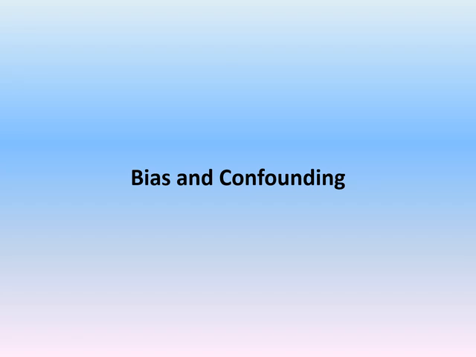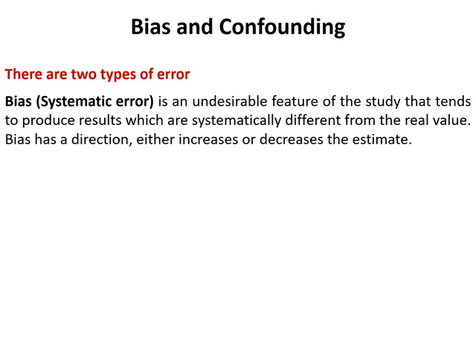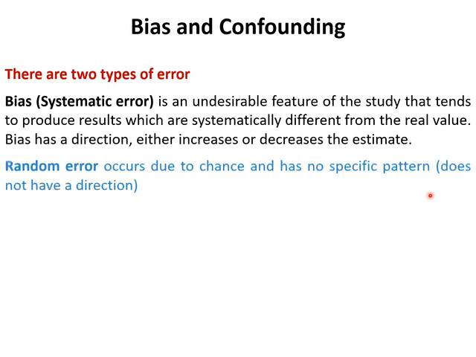Bias and confounding. There are two types of error. These are bias or systematic error, which means any undesirable feature in the study that tends to produce results which are systematically different from the real values. Usually bias has a direction that either increases or decreases the estimate or the results, while random error occurs due to chance, so it doesn't have a specific pattern or direction.